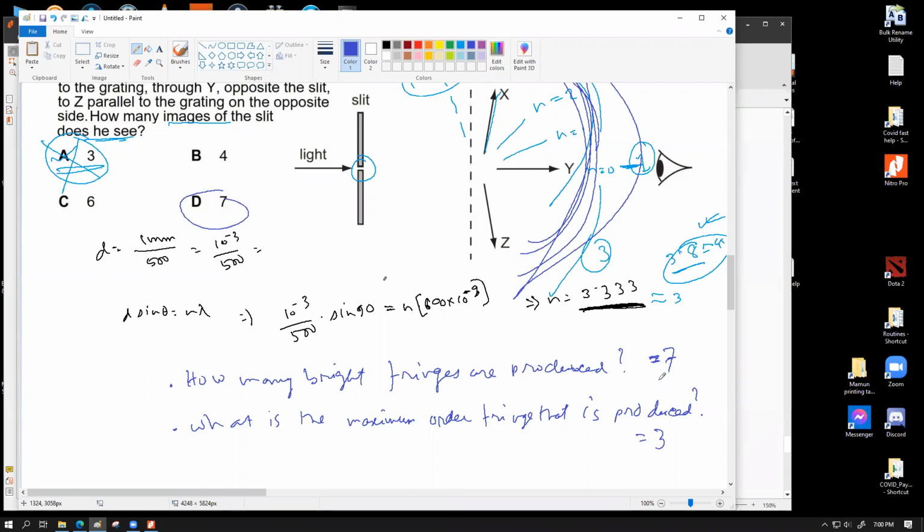What is the maximum order fringe that is produced? Which means what is the maximum value of n that was obtainable in this experiment? They're asking for the absolute value of n. They're not saying altogether how many bright fringes were produced.